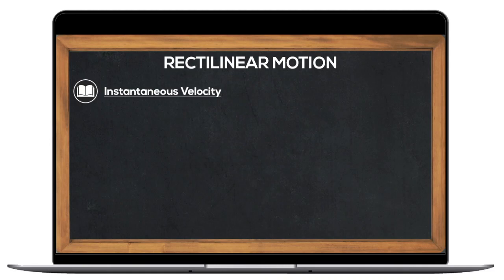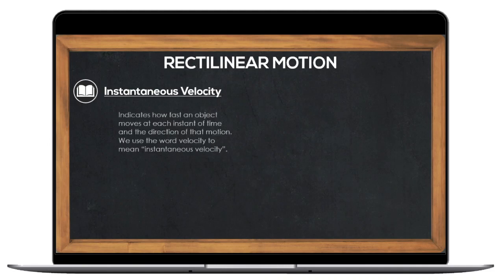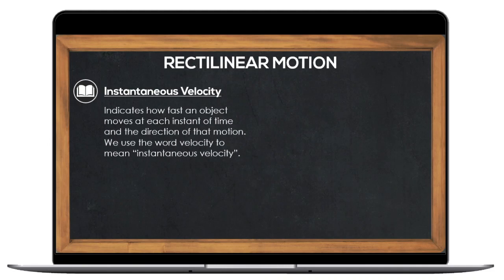Now, let's have the instantaneous velocity. So, the instantaneous velocity, so it indicates how fast an object moves at each instant of time and the direction of that motion. Again, because velocity is a vector quantity. So, we use the word velocity to mean instantaneous velocity. Okay, so at that instant. When you say at that instant, at that specific time. Okay, so yun yung sinasabi niya.